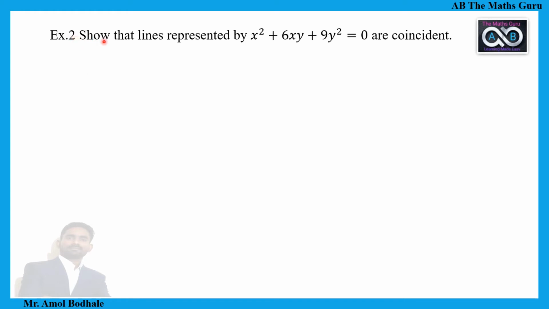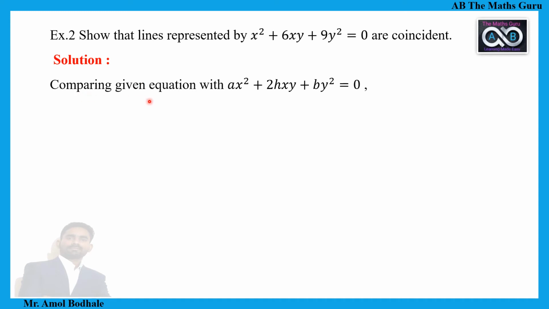Let's see the second example. Show that the lines represented by x square plus 6xy plus 9y square equal to 0 are coincident. So to show the lines represented by the given equation are coincident, we must know the condition, that is h square minus ab should be 0. So we will compare the given equation x square plus 6xy plus 9y square equal to 0 with the standard equation ax square plus 2hxy plus by square equal to 0. We get a equal to 1 and h is equal to 3 and b equal to 9.